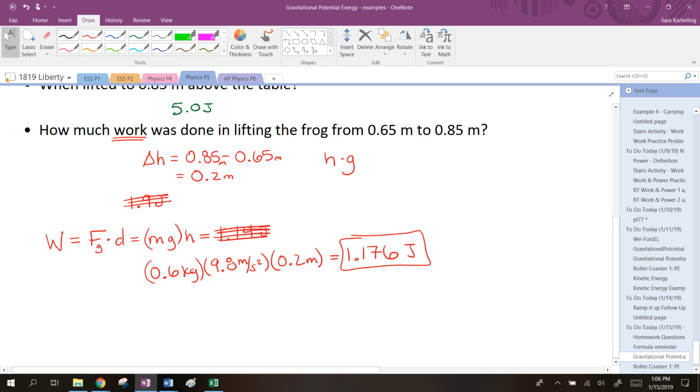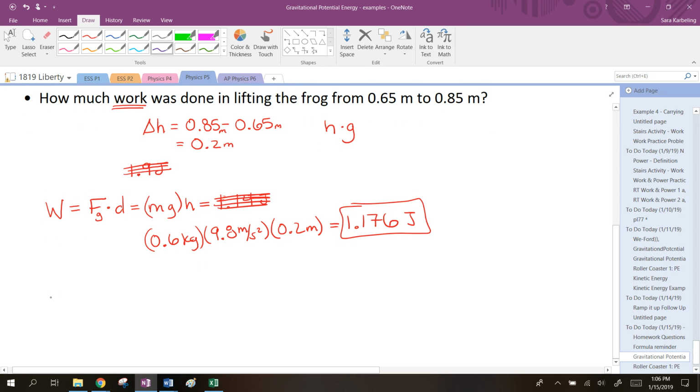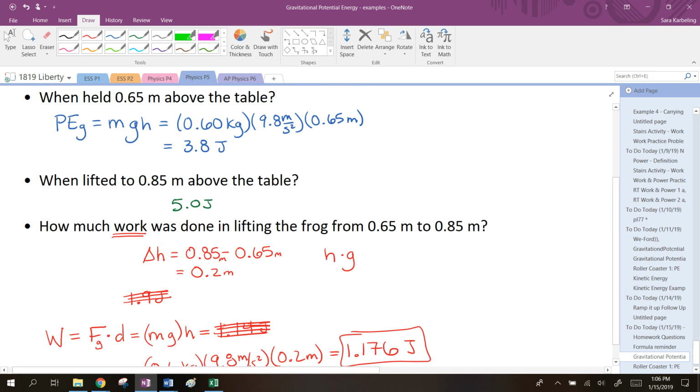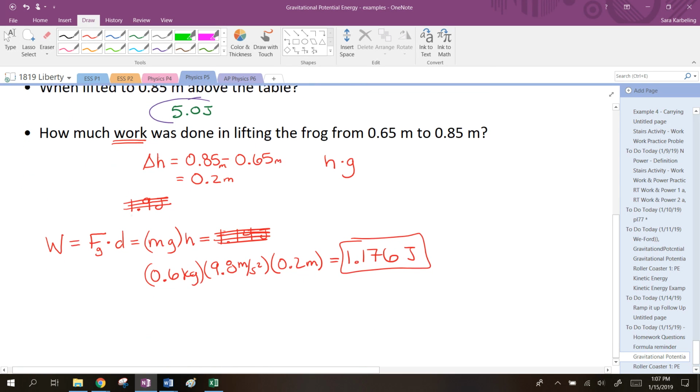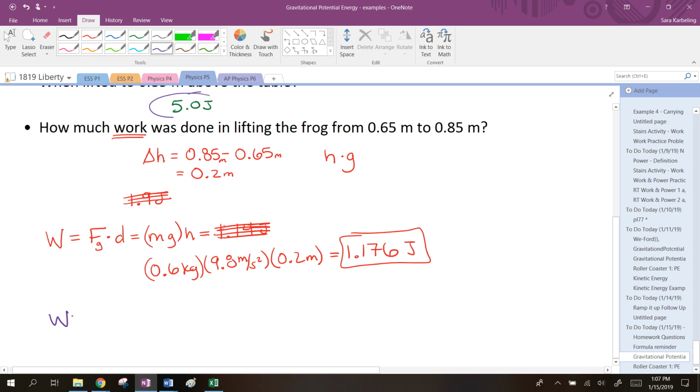No. Keep talking. If you take the second distance, which is the 0.85 meters, and we solve that problem to figure out how much potential energy there was, we did that here, right? And that was 5 joules. And then the one above it, 0.65 meters, we found how much was there, and that was 3.8. So can you just take the 5 minus the 3.8, and then you find the potential energy in between, and that would probably be equal to the work. Is this what you're saying, just in words? Yeah, like that.